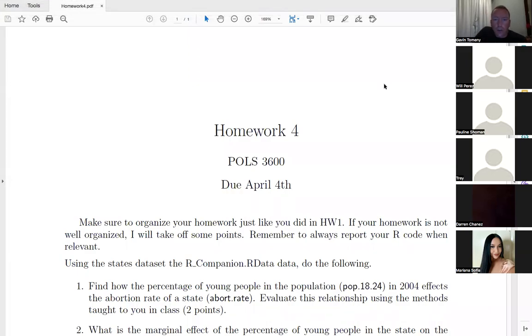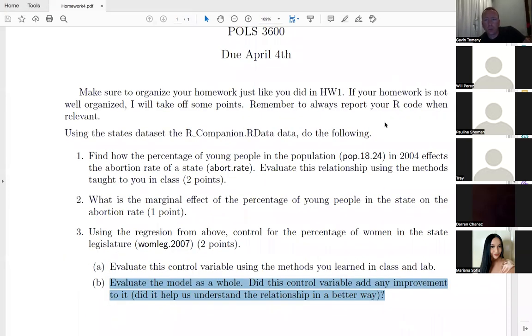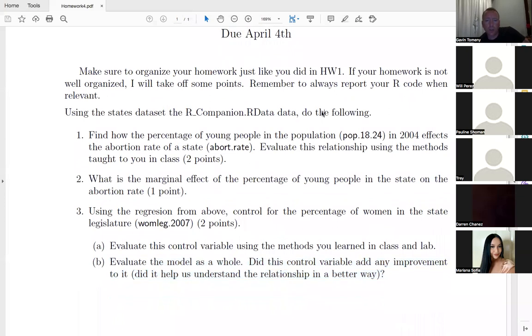All right, so welcome everyone. We're going to start looking at homework number 4. Same thing as always, he wants our homework to make sense when he reads through it. It's not confusing or anything.